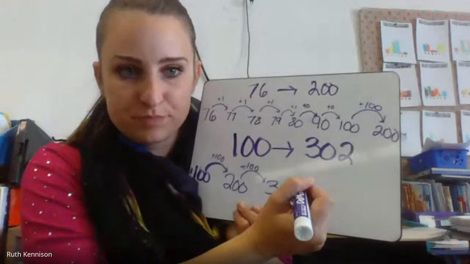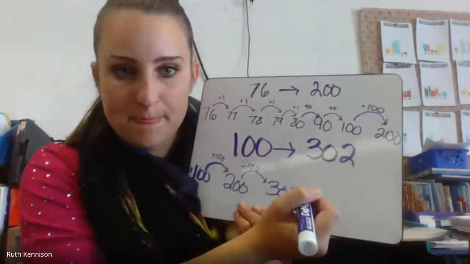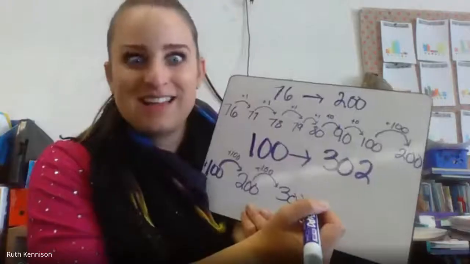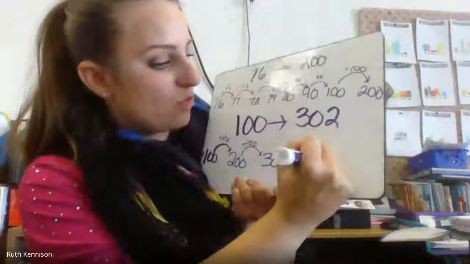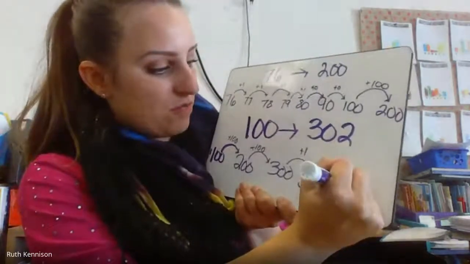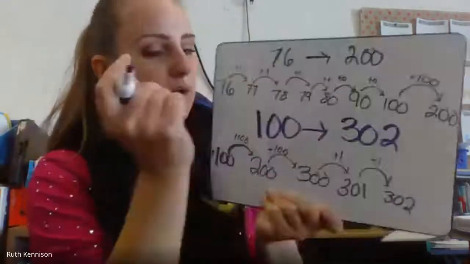Troy? We count by ones. Right, from 301 to 302. Very good. 301. So now we're going to count by ones to 302. Another one. Whoa. Good counting.